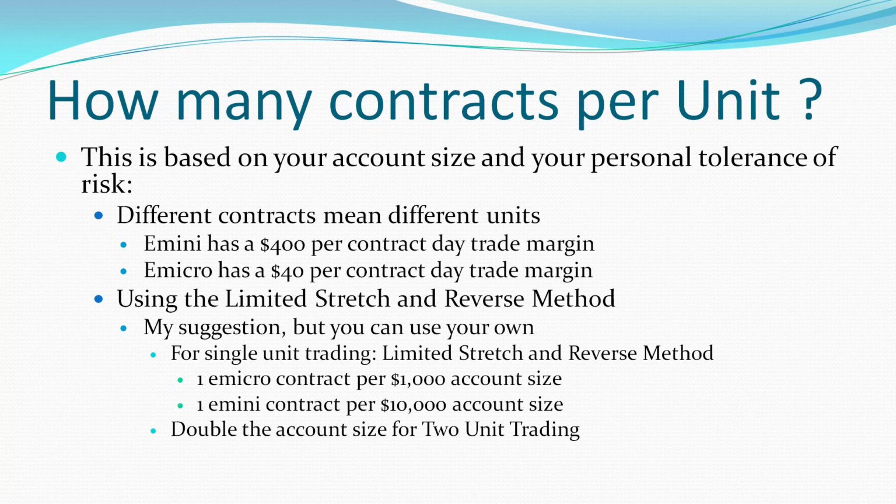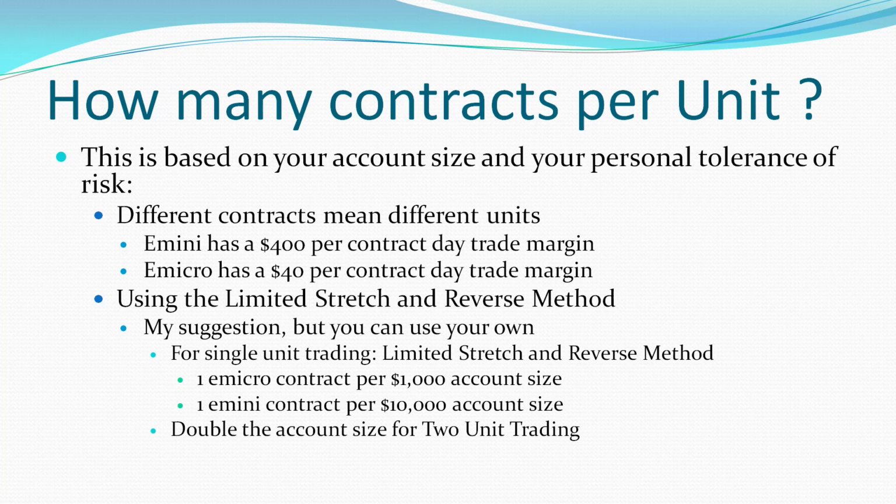All right, so different contracts mean different units, right? So far as the E-mini is concerned, the E-mini has a $400 per contract day trade margin, right? Just day trade, and I'm quoting AMP and with CQG here at $400 per contract. The E-micro is that divided by 10, right? So the E-micro has a $40 per contract day trade margin.